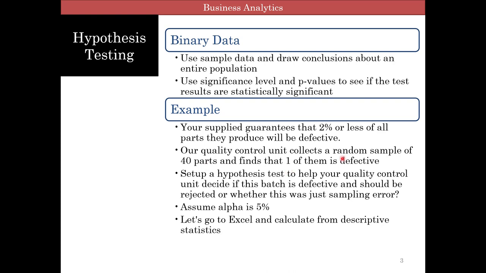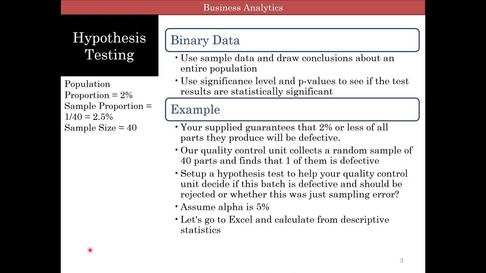Your quality control unit collects a random sample of 40 parts and finds that 1 out of 40 is defective. So does this 1 out of 40 belong to the original 2%, or does it belong to a new population? The population proportion is 2% or 0.02. Your sample proportion is 2.5%. Well, obviously 2.5% is greater than 2%, but is this because of sampling error or is it because something's really happening? So that's your hypothesis test.